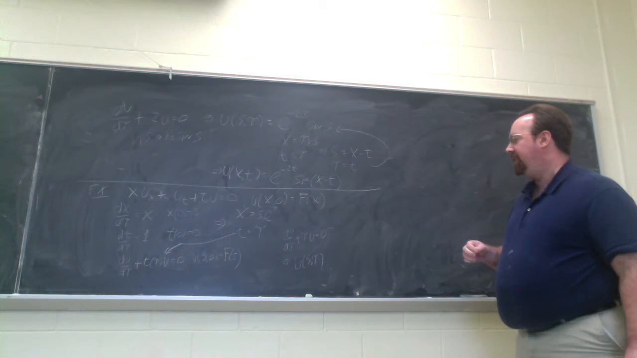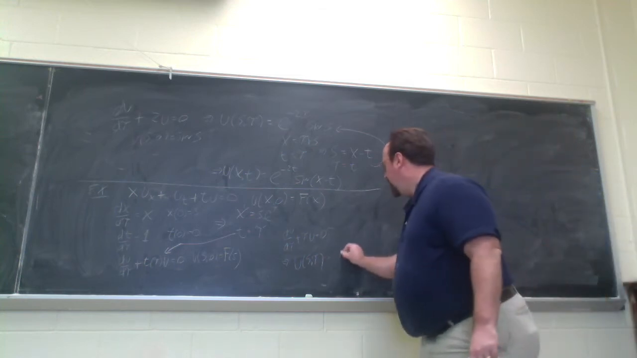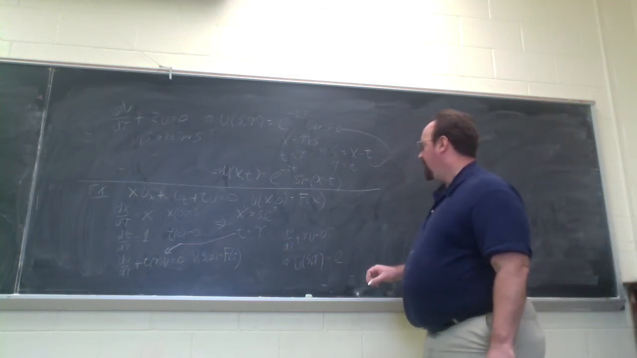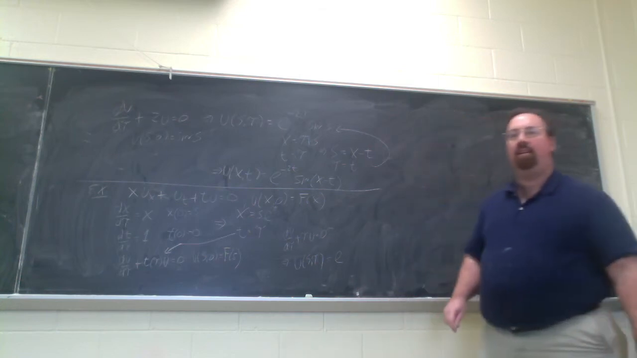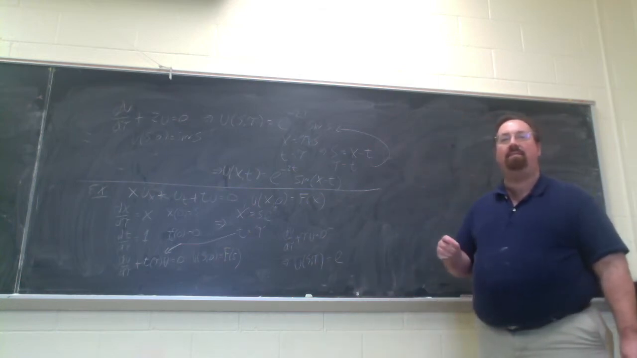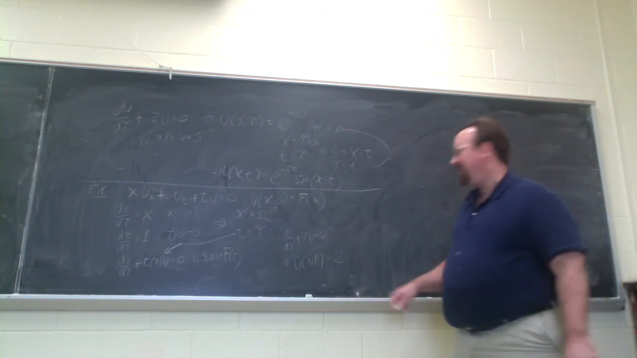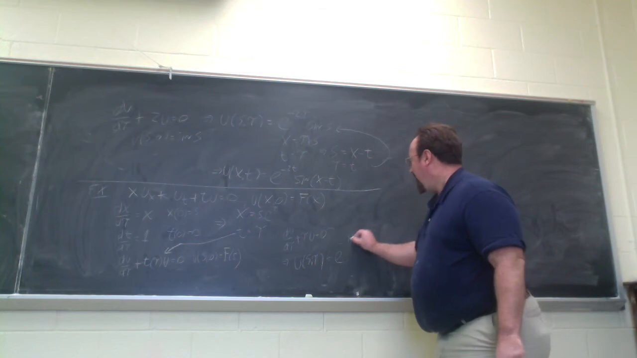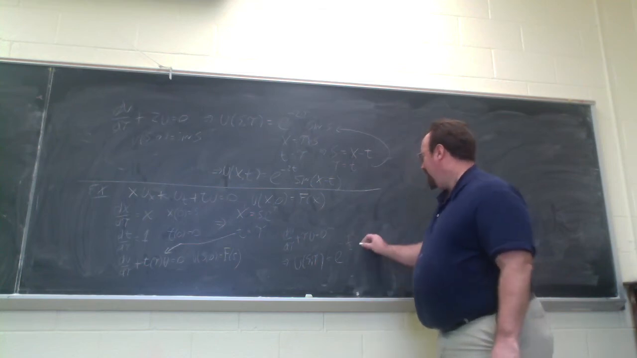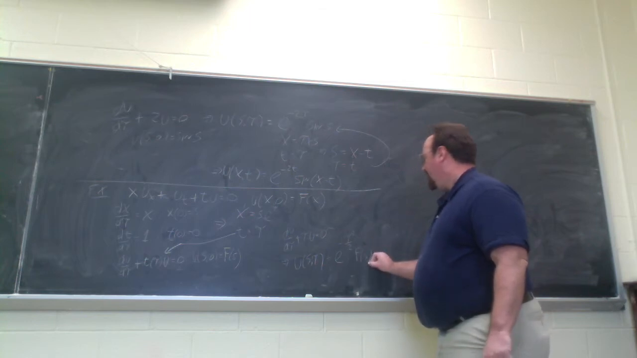The e to the negative tau squared over 2. Yeah, you integrate this. Times your initial value, which is this big F of S.